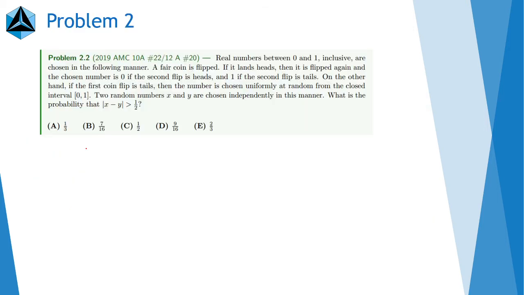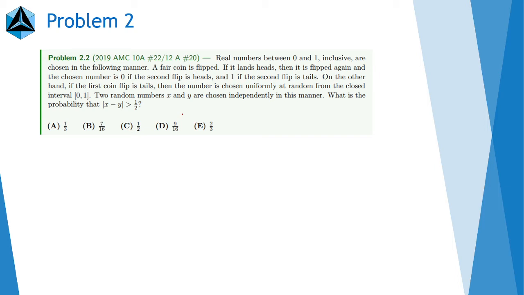Our next problem is the 2019 AMC 10A number 22, 12A number 20. And it says, real numbers between 0 and 1 inclusive are chosen in the following manner. A fair coin is flipped. If it lands heads, then it's flipped again, and the chosen number is 0 if the second flip is heads, and 1 if the second flip is tails. On the other hand, if the first coin flip is tails, then the number is chosen uniformly at random from the closed interval 0 to 1. Two random numbers x and y are chosen independently in this manner. What is the probability that x minus y is greater than 1/2?